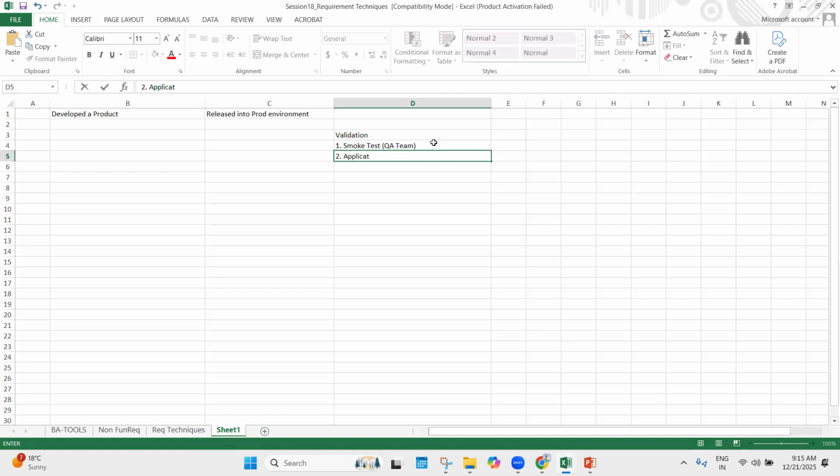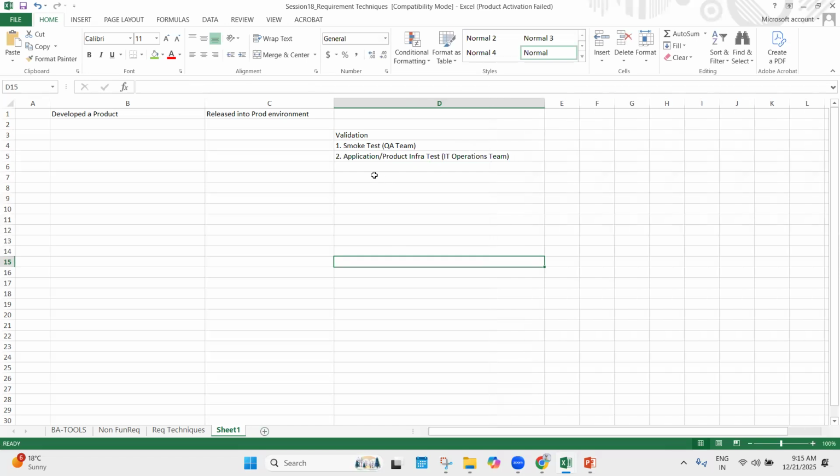And then the second one is application, or we can say product infra test. This will be performed by the IT operations team. Then the third one is business validation. This will be done by the BA.